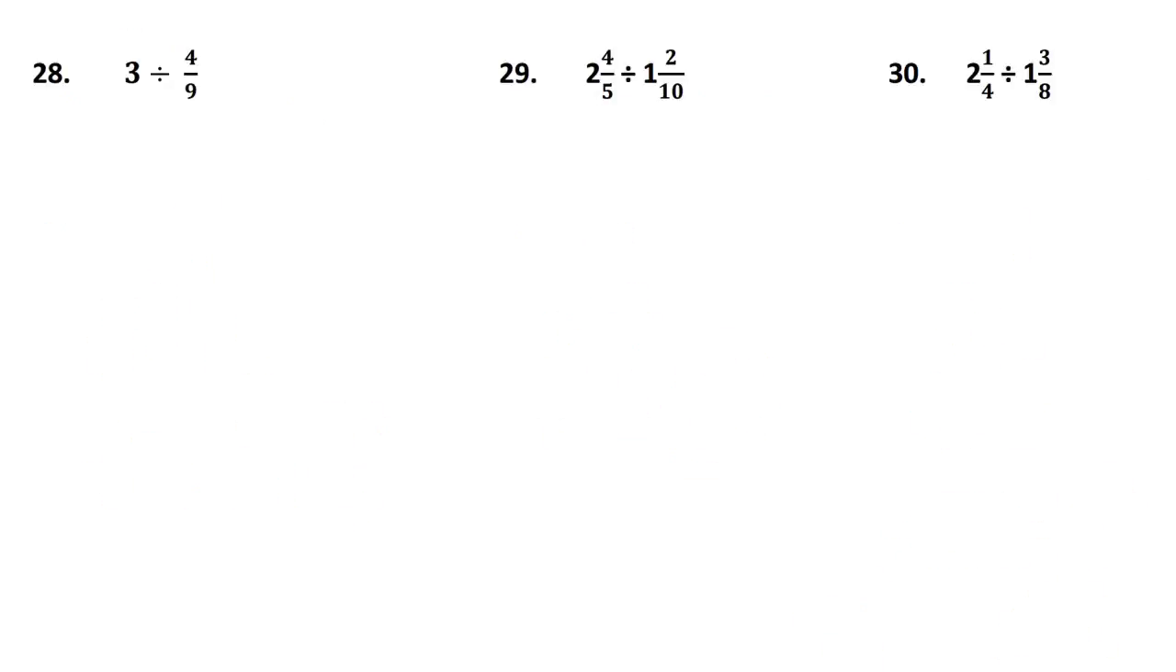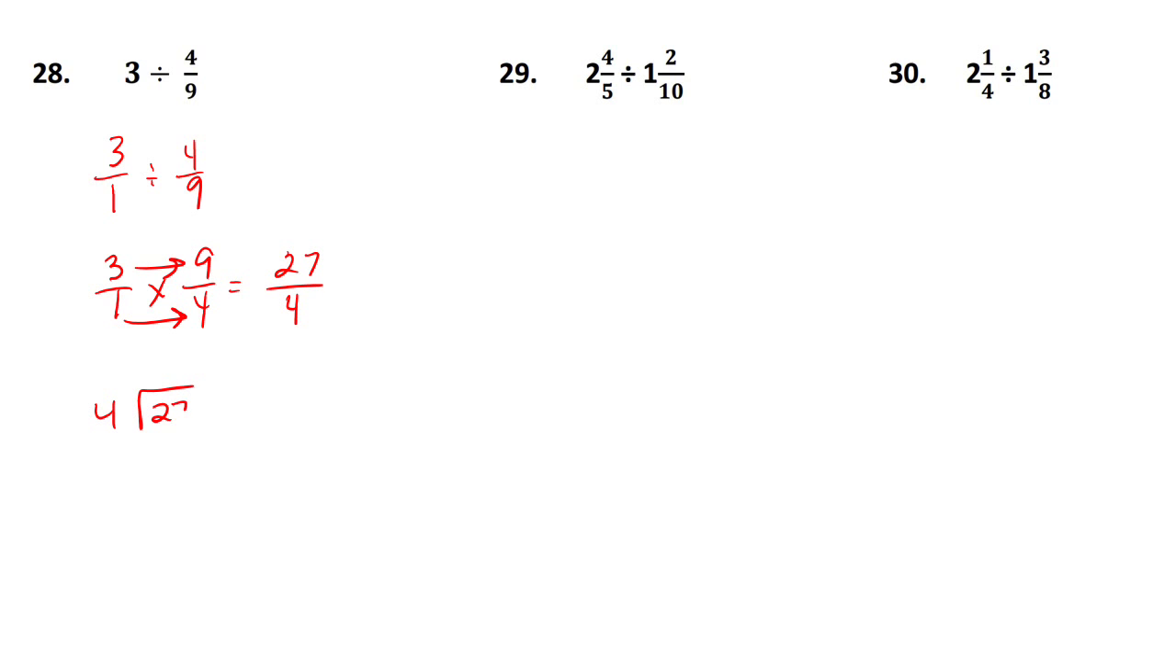Now we have 28, 29, and 30. So for 28, we have 3/1 divided by 4/9. Now we keep our first fraction. We flip our second fraction, and then we multiply. So let's go ahead and multiply across because we cannot cross simplify. So we have 27/4. So 4 goes into 27 6 times with a remainder of 3. So our mixed number is 6 3/4.